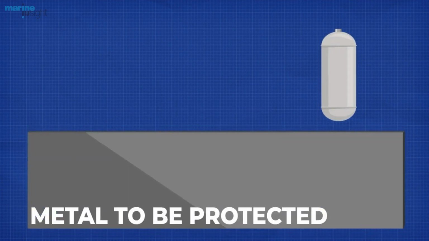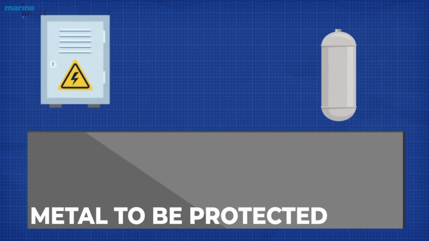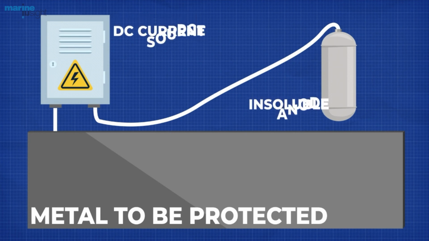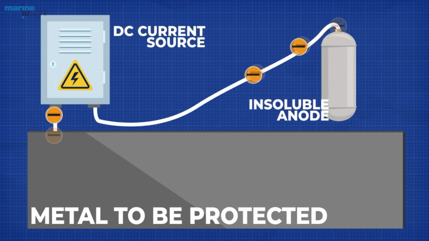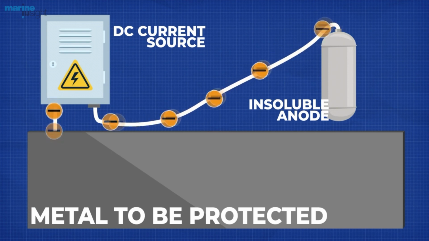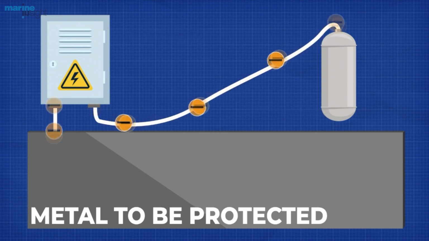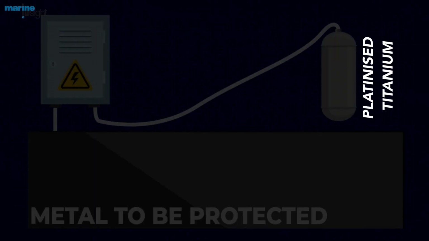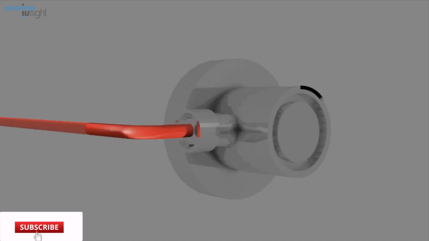In the ICCP, the metal to be protected is connected to an insoluble anode and current is passed using a DC source opposite to the corrosion current, so that the corroding material gets converted from anode to cathode and is protected from corrosion. This insoluble anode can be either platinum, platinized titanium, or any other inert elements. The same principle is applied to ships.